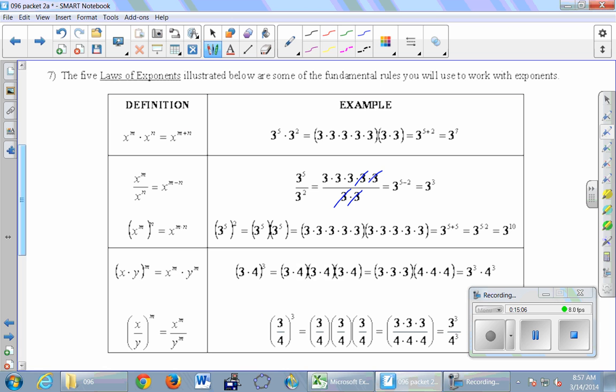And was there an easier way to do this without writing it all out? So yeah, we had 5 3s upstairs, and we lost 2 of them because they canceled downstairs. So that's the 5 minus the 2, and that's what that says right there. It says you subtract those powers. Okay?